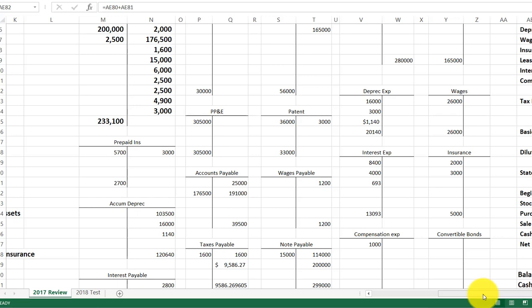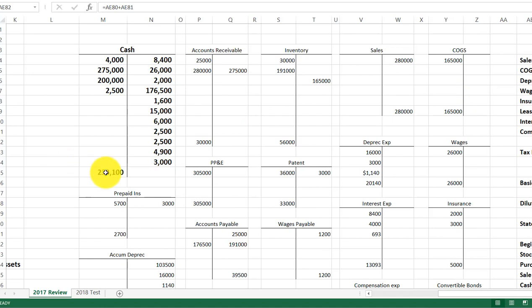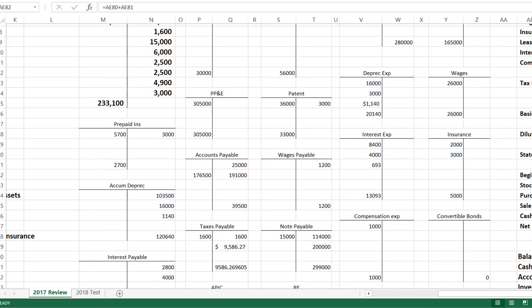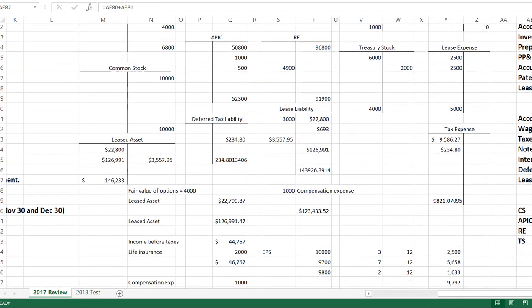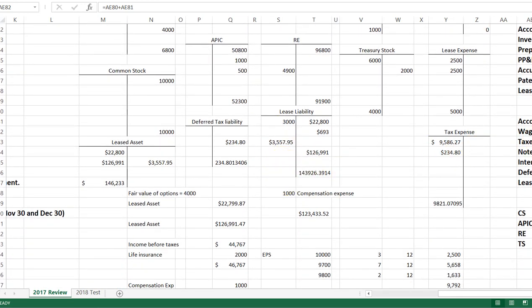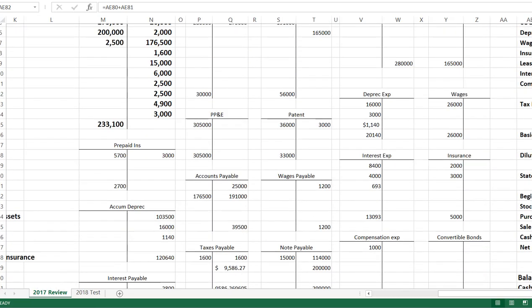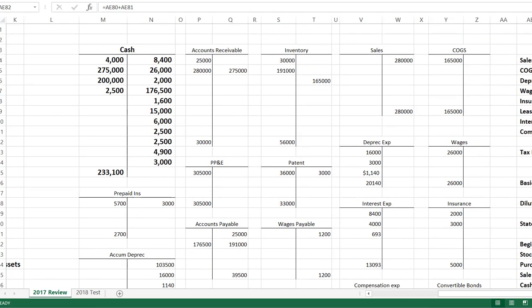You're going to do very much the same thing for the next year for the test. You're going to start with the ending balances for this year. So your beginning cash is going to be $233. All the assets, liabilities, equity accounts go forward, and you have the new beginning balances, and all the income statement expenses, revenues, they all start over at 0.